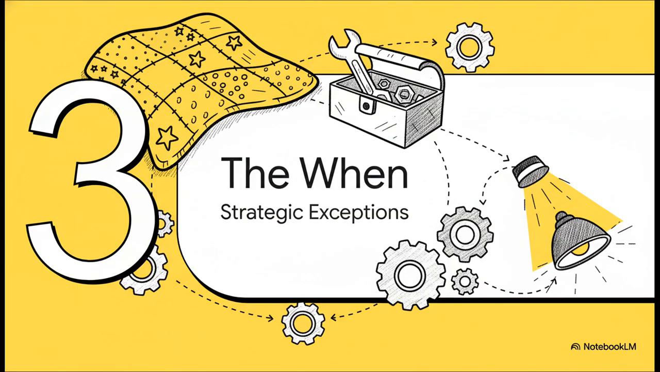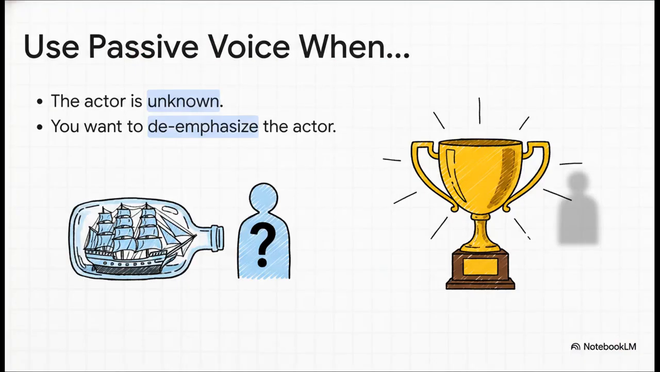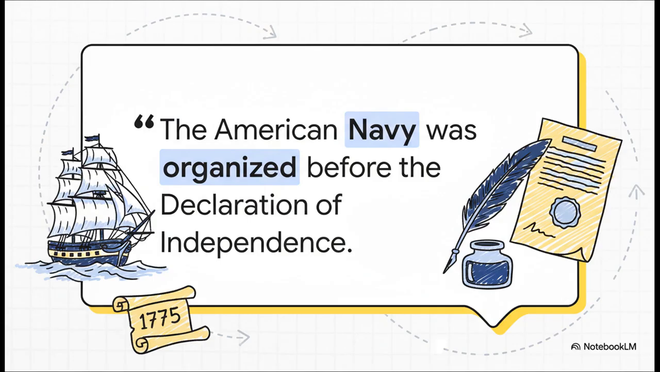So now we need to cover the when, those strategic moments where passive voice is actually the better choice. It really comes down to 2 main situations. First, you'd use it when you don't know who did the action, or maybe it's just not important. And second, you'd use it when you deliberately want to take the emphasis off the actor and put it on the action itself. Here's a perfect example of that first case.